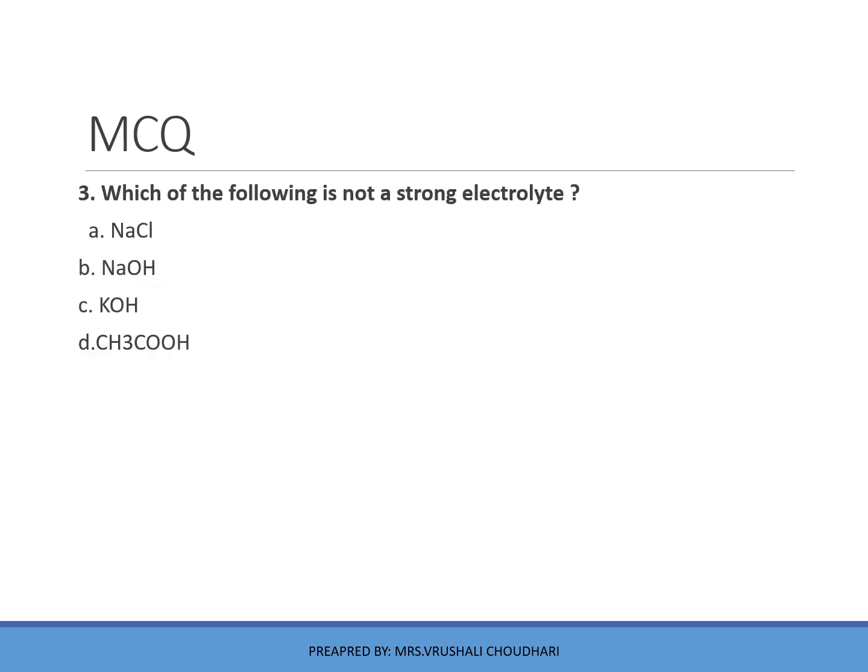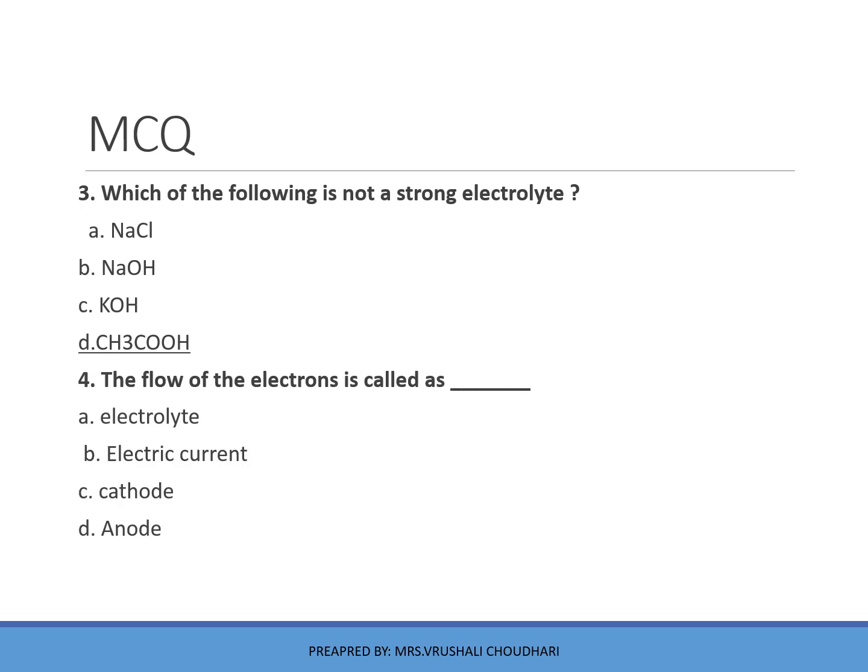Which one of the following is not a strong electrolyte? What is the meaning of not a strong electrolyte? It must be a weak electrolyte. NaCl, it is a strong electrolyte. NaOH, strong electrolyte. KOH, strong electrolyte. So your answer is acetic acid, CH3COOH. The flow of electrons is called electric current when it is passing through the electrolyte or the solution.